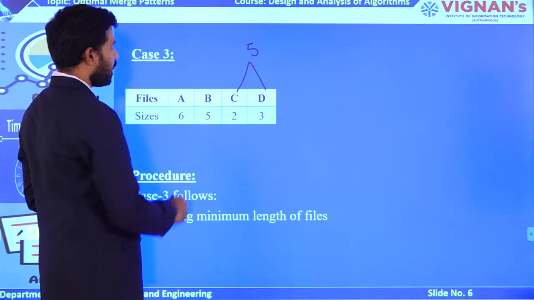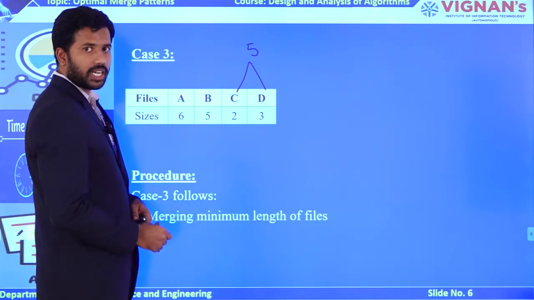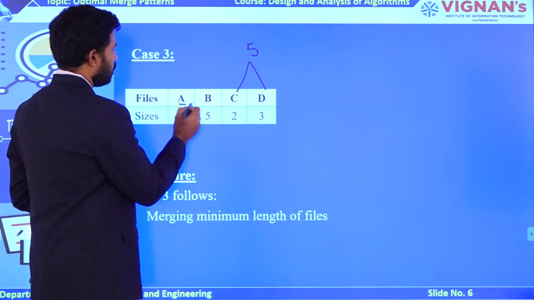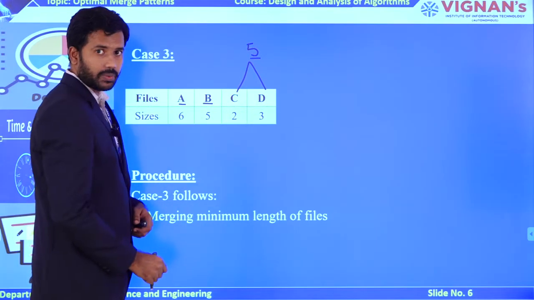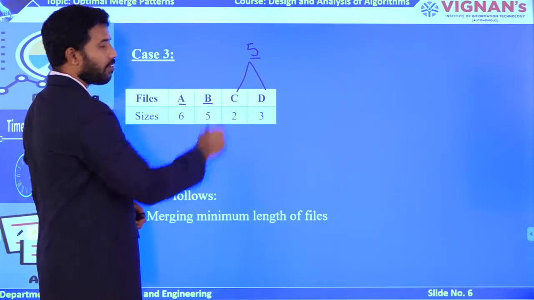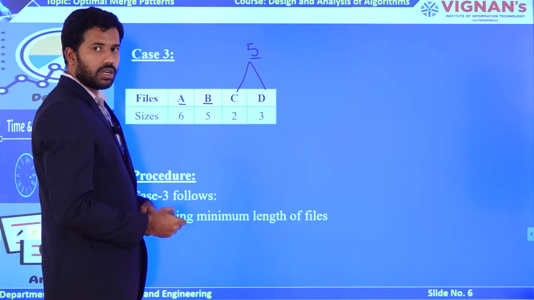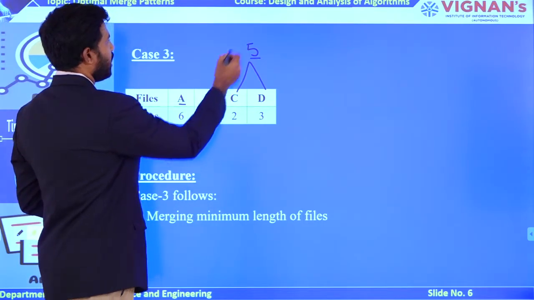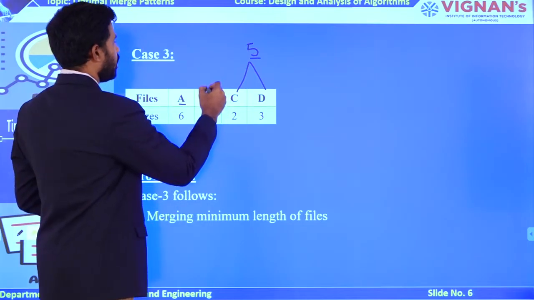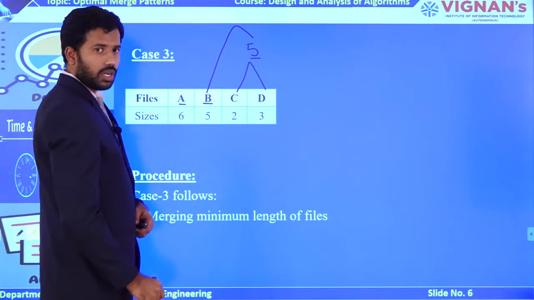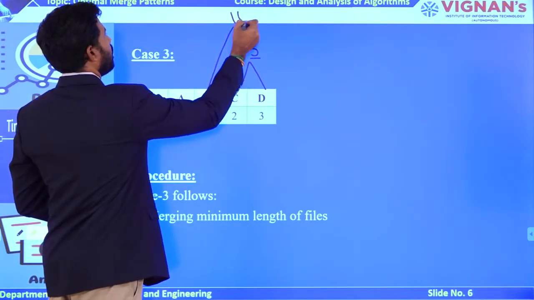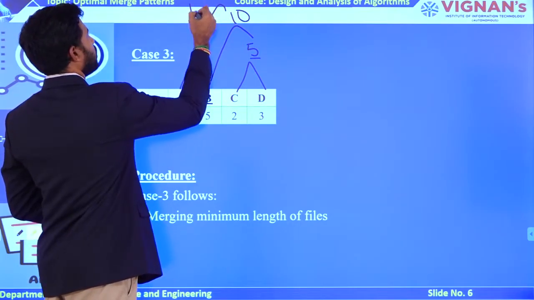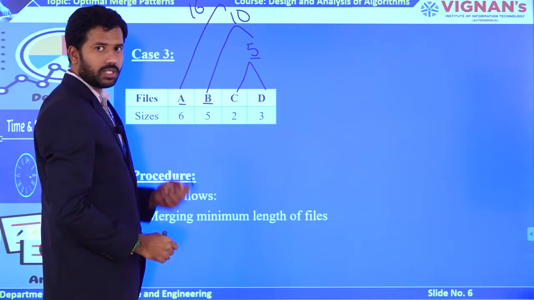Now you try to verify again. How many files are there at this level? 3 files are there, A, B and 1 merged file with a size 5. So among these 3 files, what are the minimum least 2 files? Nothing but B and this file. Okay, you should merge these 2. And you will get a size 5 plus 5 which is 10, and this is going to be merged with 6 to get a value. You are going to get a final value which is 16.